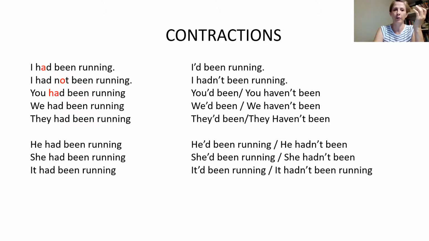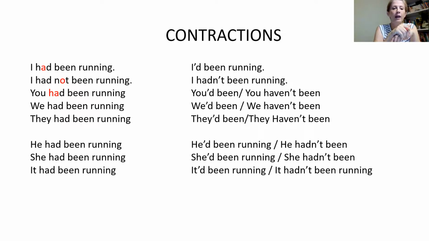For you had been running, to contract you had, we take the H and A away, and it changes into you'd been. In the negative, it's you hadn't been. We had been running, we'd been running. Or in the negative, we hadn't been running. They had been running, they'd been running. In the negative, they hadn't been running.